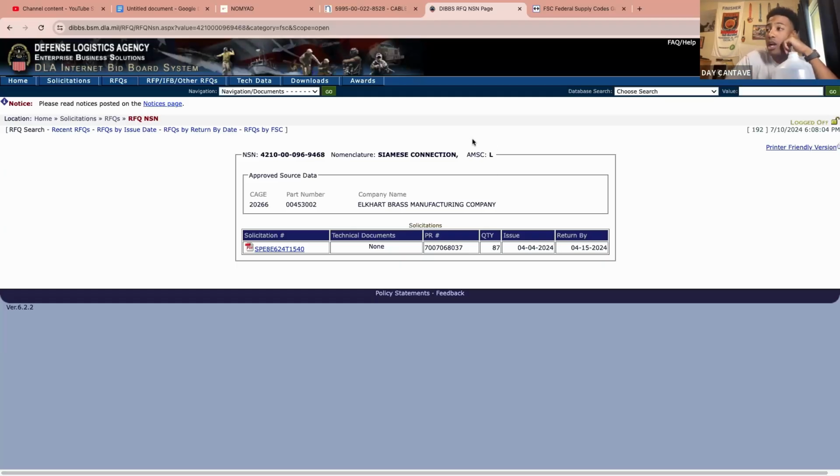So you guys can look up what the AMSCs are. I'm not going to go too in depth. I want to get into the solicitation itself. And then here we've got the approved source data. Here you've got the company's CAGE code, their part number, and then their company name. So without further ado, let's get into the solicitation.